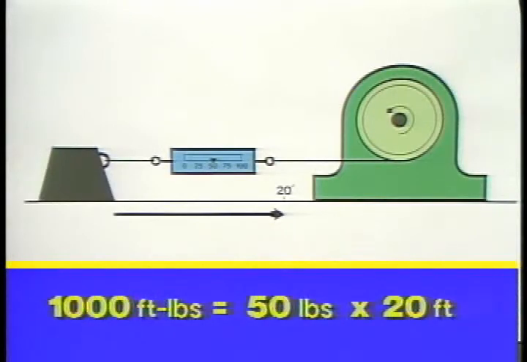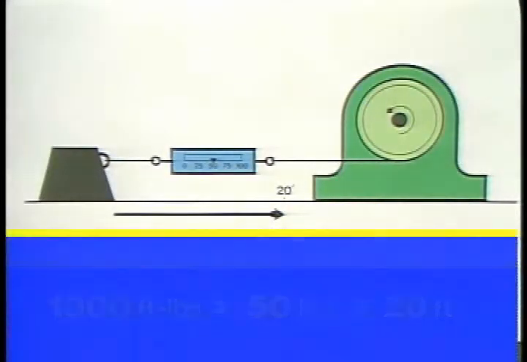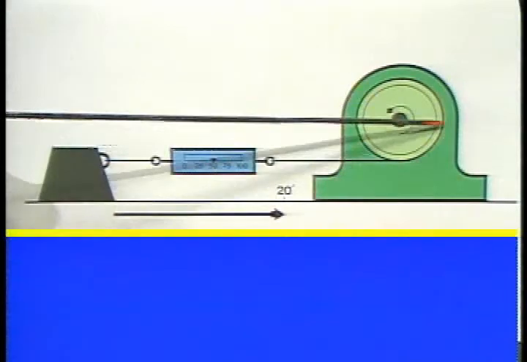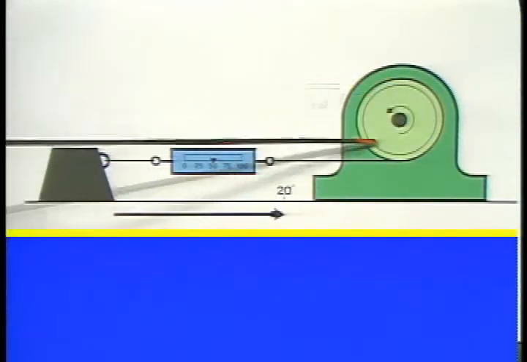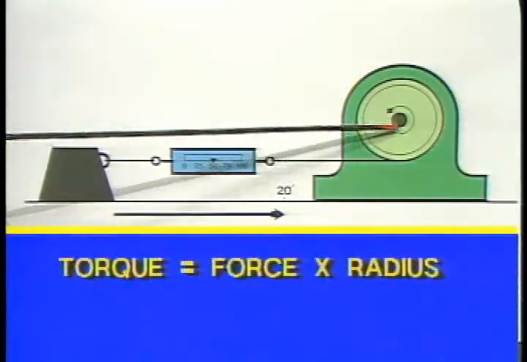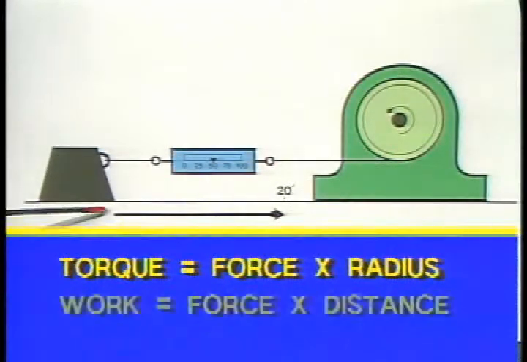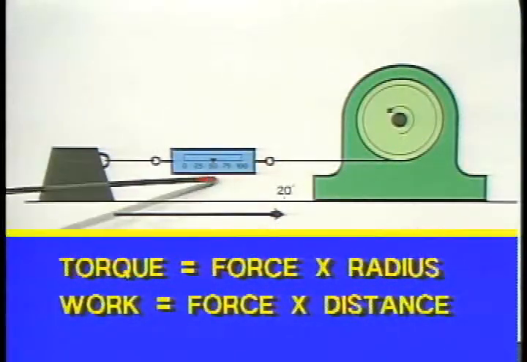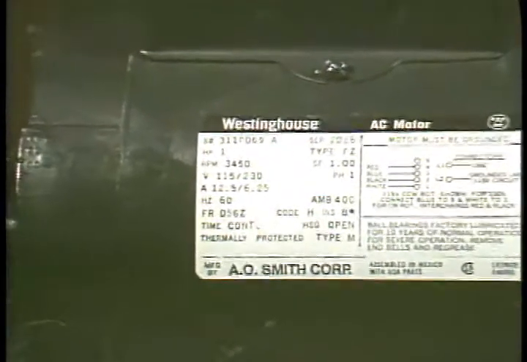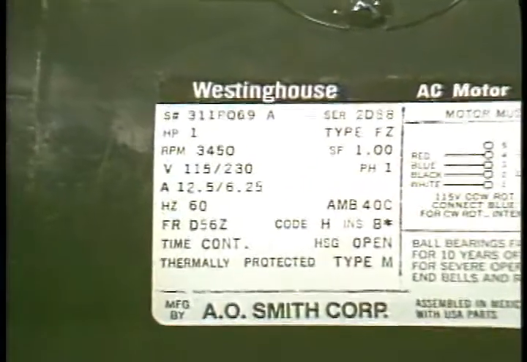Be careful not to confuse torque and work. Torque is a turning force, which produces a certain push or pull force at a certain distance from the center of the motor's shaft. Work is the force times the distance an applied force moves something. Now, when you look at a motor nameplate, you will not see anything about the work a motor can do or the torque it exerts. You will see a horsepower rating, however.